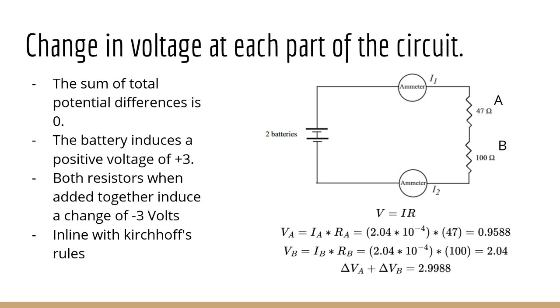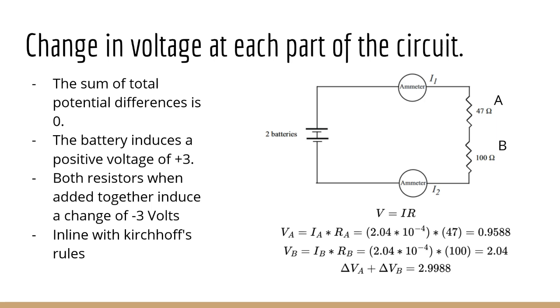We can use a voltmeter, or we can see, because V equals IR, we have the current, which we found earlier, and the resistance at each part. We have resistor A and resistor B. If we add those two together, then we get 2.9988, which is very close to 3. So what this is saying is that the change in voltage from ammeter 1 to ammeter 2 going through both resistors almost cancels out the induced voltage from the battery.